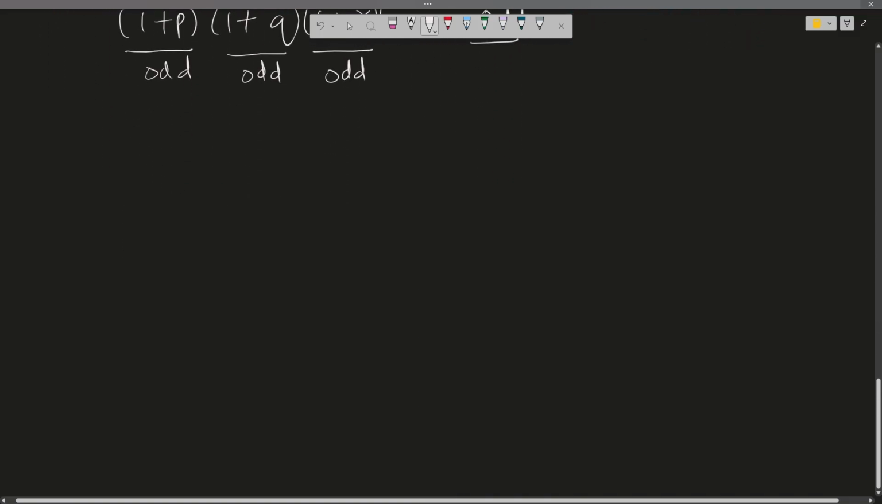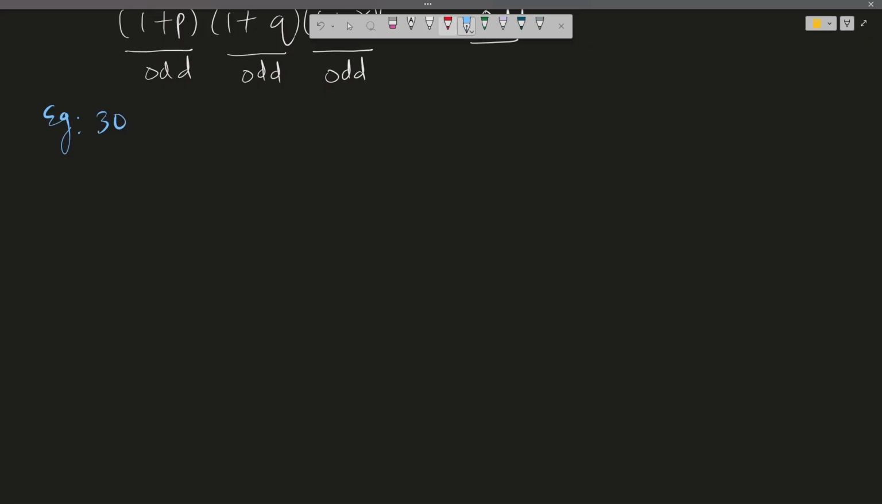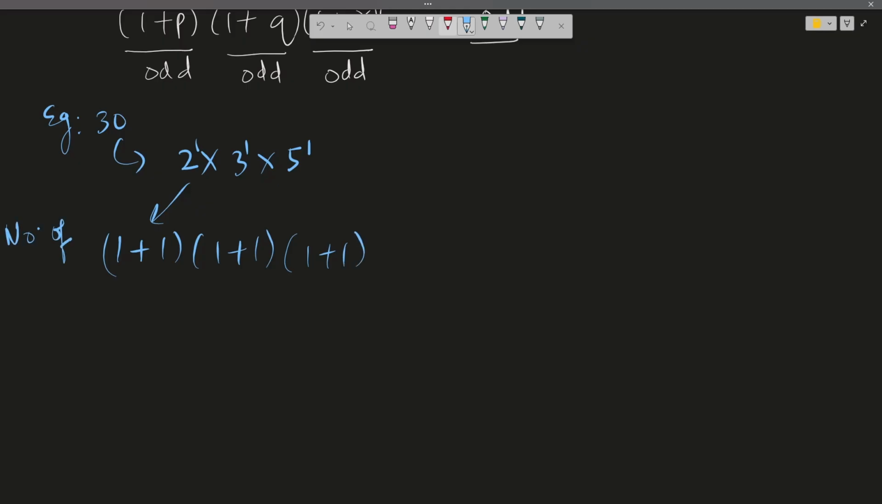Then, if I take any other number which is not a perfect square, let's say I am taking the number 30. And if I express 30 as 2 to the power 1 into 3 to the power 1 into 5 to the power 1, then I'm not writing it again in the form I used in the perfect square case. I'm just discussing it by writing it in the form of the formula as 1 plus 1 into 1 plus 1 into 1 plus 1, the number of factors, which gives us 2 into 2 into 2, which is 8.